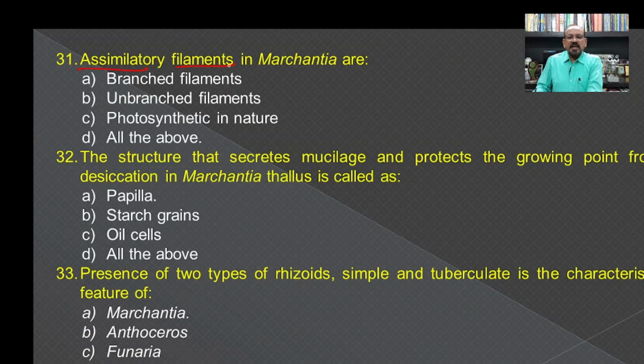Then assimilatory filaments in Marchantia are... earlier we have seen that the thallus is divided into two parts, that is the photosynthetic zone and the second one is the storage zone, and here the photosynthetic filaments are present, and these photosynthetic filaments are either branched or unbranched. So the branched filament, correct one, unbranched filaments, correct one, and these are itself the photosynthetic filaments, and they contain the chloroplast, and hence photosynthetic in nature, it is also correct, and hence all the above become the answer for this question.